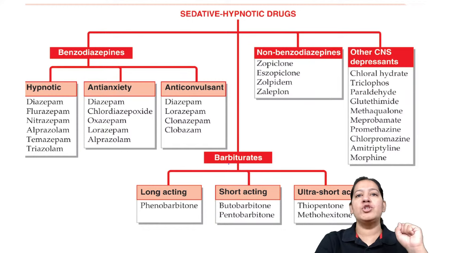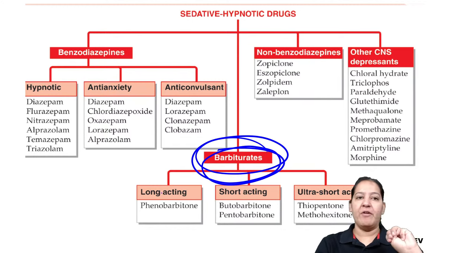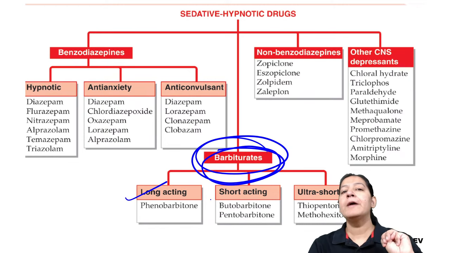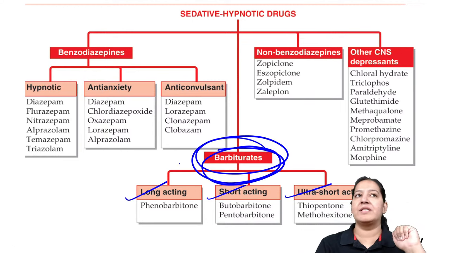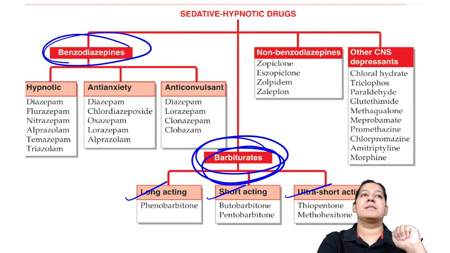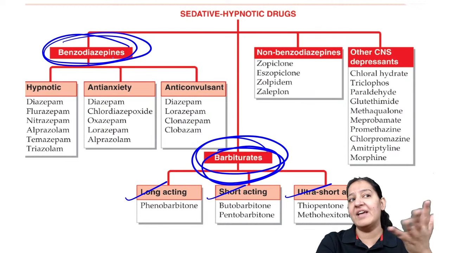Today, I'm going to teach you barbiturates first. There are three types of barbiturates: long acting, short acting and ultra short acting. I will tell you the classification once I start the barbiturates. Then I will teach you benzodiazepines. Benzodiazepines are also of three types, but the way we classify them is different.